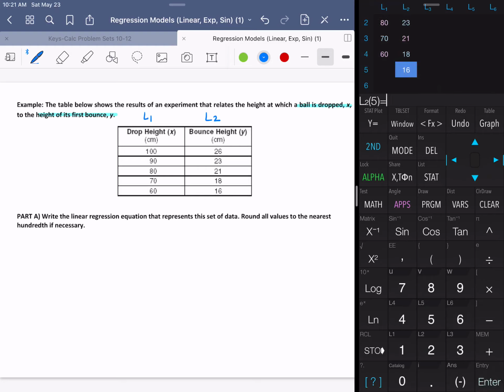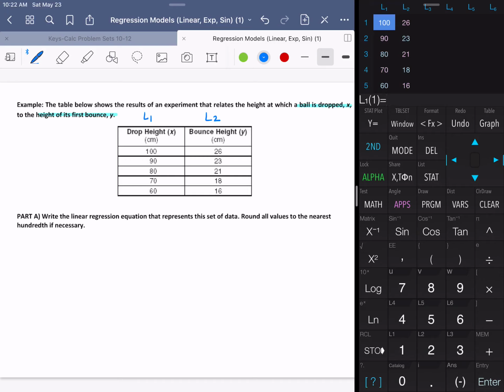Oops. So this is actually good that you saw that. You see how I've made a mistake somewhere. 26, 23, 21, 18, and 16. It looks like I'm missing a value here. Okay, so I wrote over it, so I have to start back at 100. So 100, 90, 80, 70, and 60. It's very, very important that you check your numbers before you move forward, because any wrong number in this list will make a huge difference with your answers.